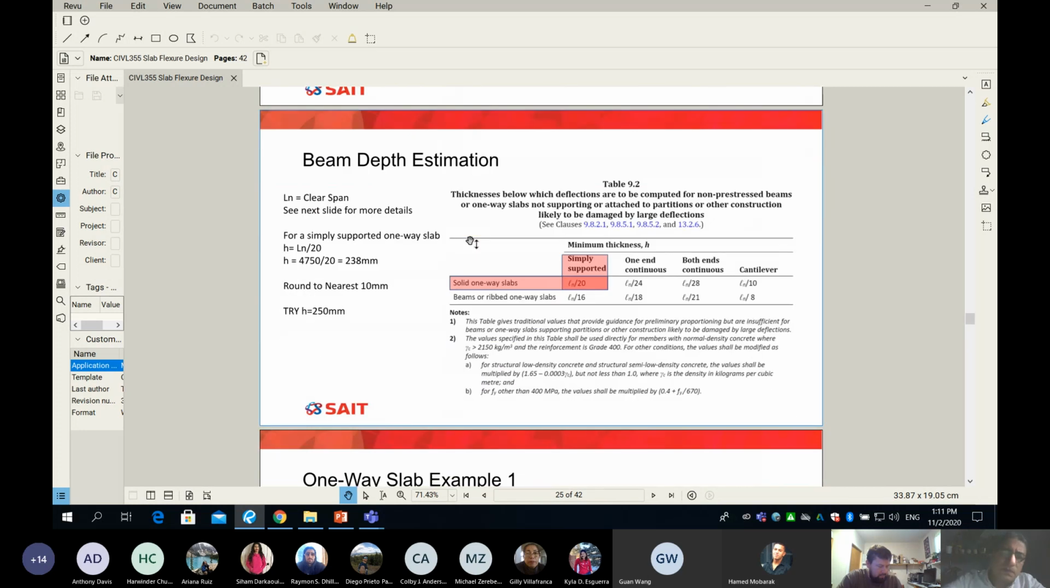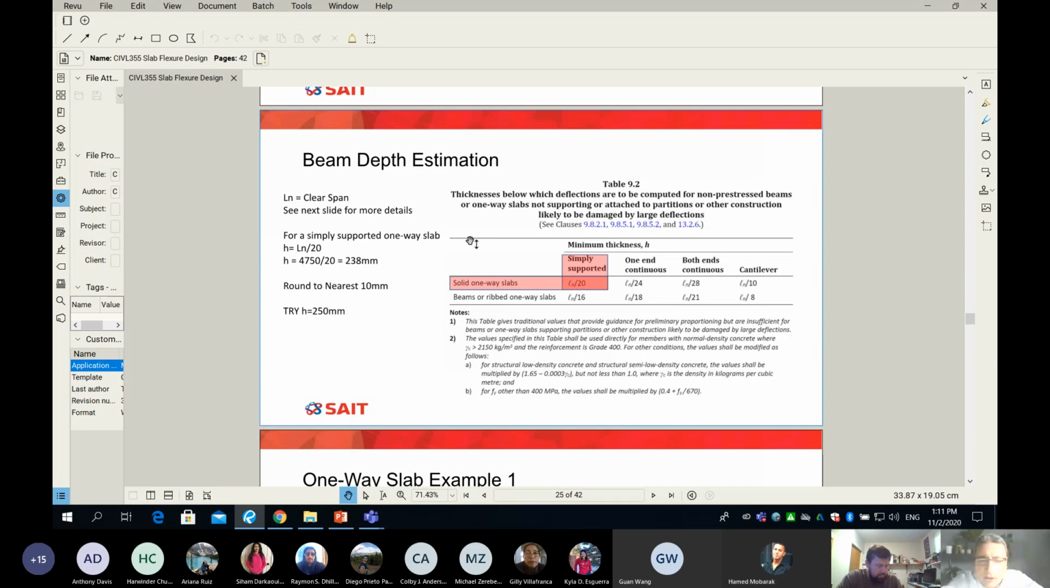This table comes from the code, Table 9.2, and we use it to find the slab thickness and also the beam depth. Please be careful, because one-way slab is one line and then the next line is beams. So be careful: what am I designing? Am I designing slab? Then you go for the first line. Am I designing beams? Then I go for the second line. Please look at my screen.